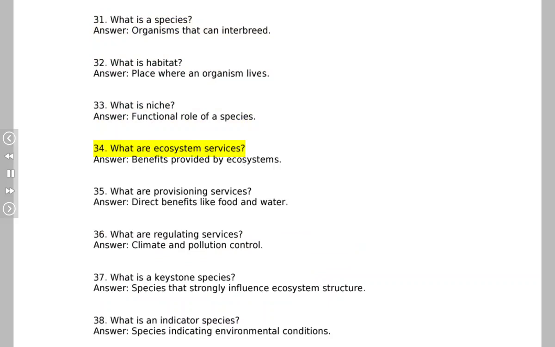34. What are ecosystem services? Answer. Benefits provided by ecosystems. 35. What are provisioning services? Answer. Direct benefits like food and water. 36. What are regulating services? Answer. Climate and pollution control. 37. What is a keystone species? Answer. Species that strongly influence ecosystem structure.